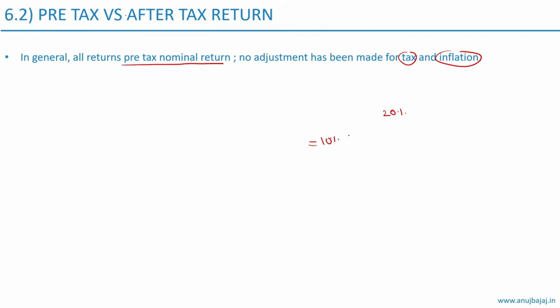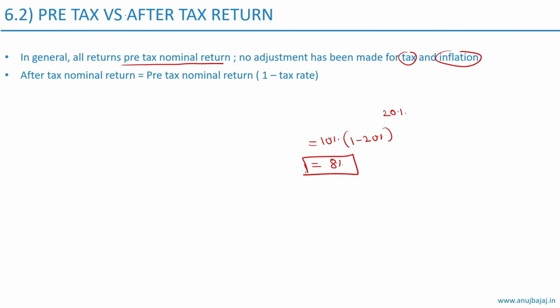So your after-tax nominal return will be 10% multiplied by 1 minus 20%. So you retain 80% of your return, which is 8%. This is your after-tax nominal return. After-tax nominal return equals pre-tax nominal return multiplied by 1 minus the tax rate.